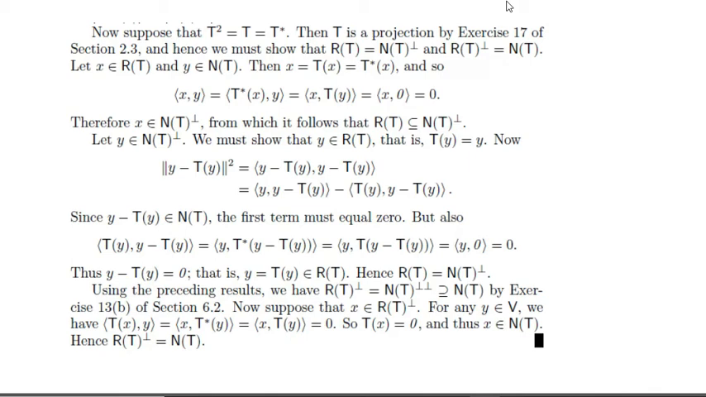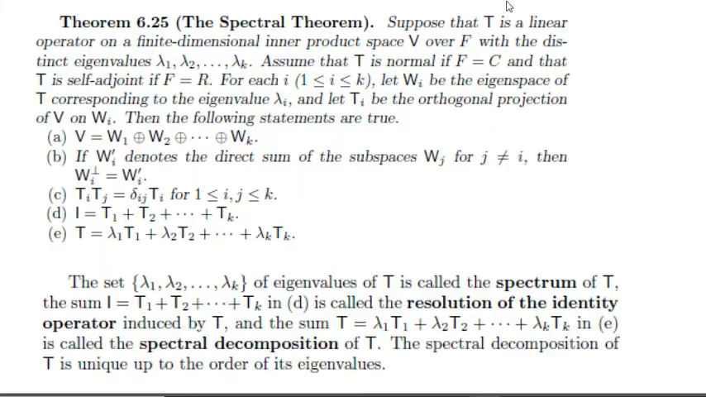So thus we will get that RT is equal to NT perp, and so we will get that RT perp is equal to NT double perp, which contains NT. So we will see finally that RT perp is equal to NT.